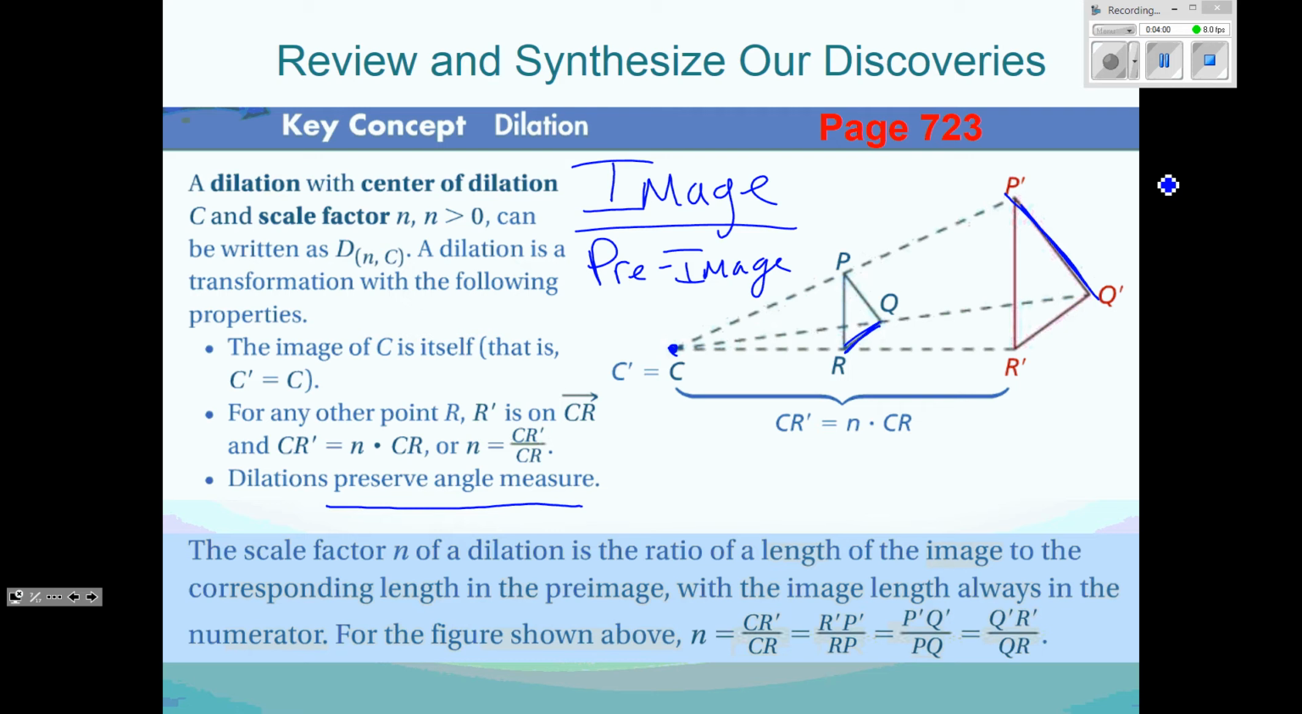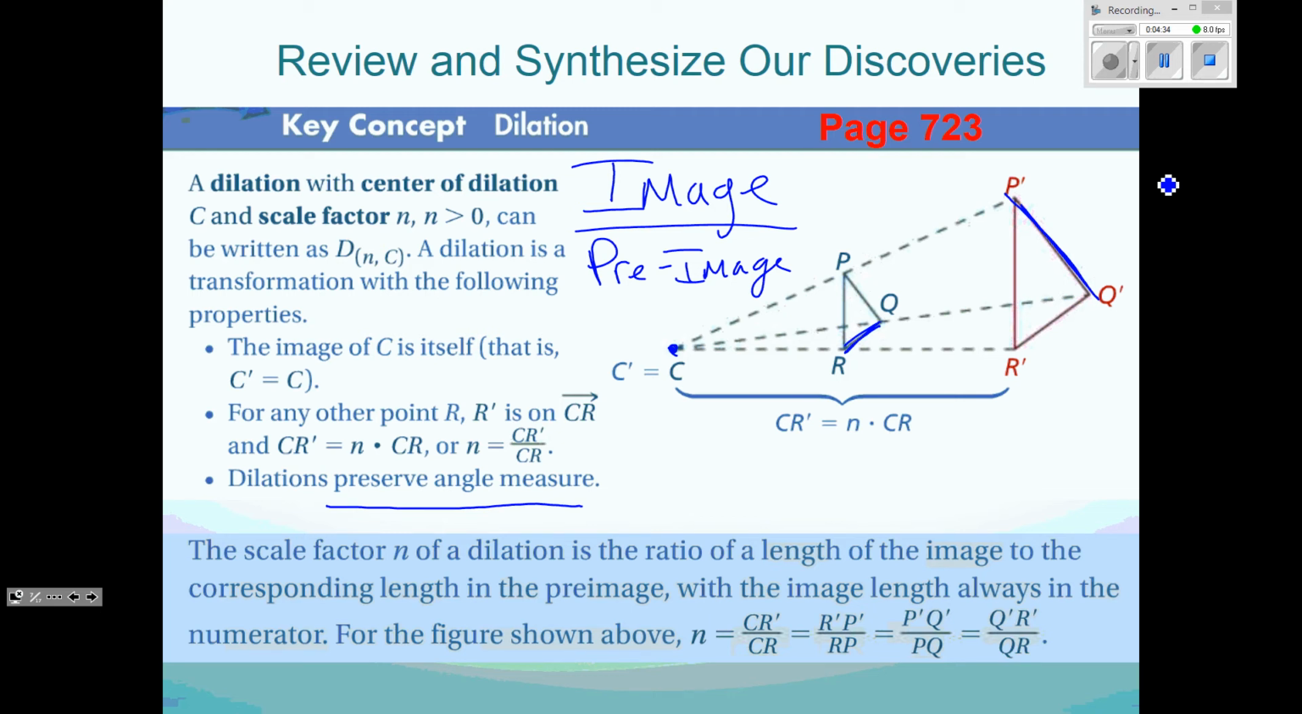Scale factors will determine what type of dilation we have. They'll determine if our dilation is an enlargement or a reduction. Based on intuition, who has an idea of what type of numbers will represent an enlargement? Whole numbers. Okay, what about 1.5? Still an enlargement, right? So, not just whole numbers, but what else? Bigger than 1. Anything bigger than 1 will be an enlargement.